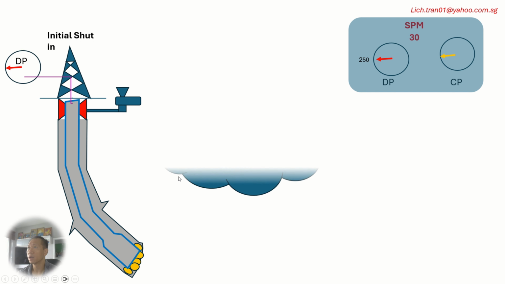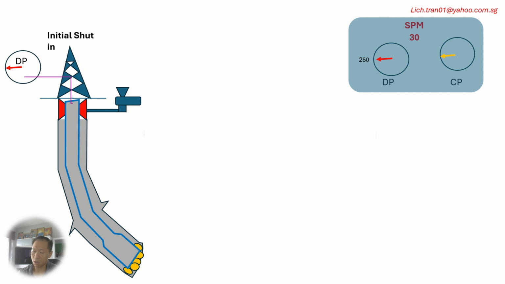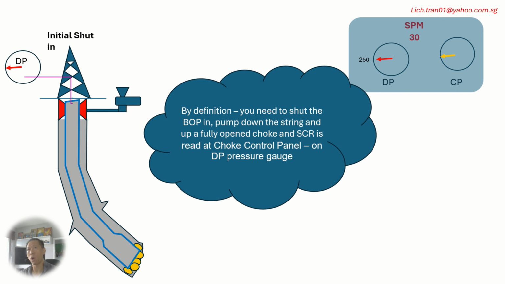We all know that's the rate we use to circulate the kick and kill the well. But that's the function of it, not the definition of it. The definition of SCR, slow circulating rate, is the friction back pressure imposed on the well caused by the full open choke when you circulate through it. So by this definition, the correct way of taking the SCR is shutting the well in, closing the BOP, pumping down the drill string, taking the return up through the full open choke, and reading the drill pipe pressure gauge at the choke control panel.